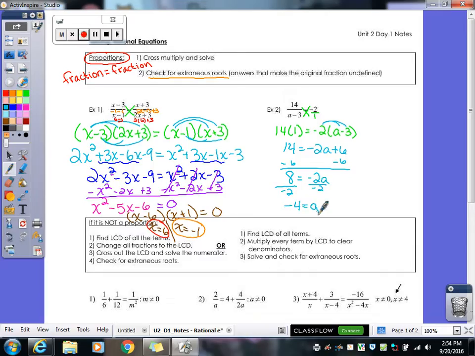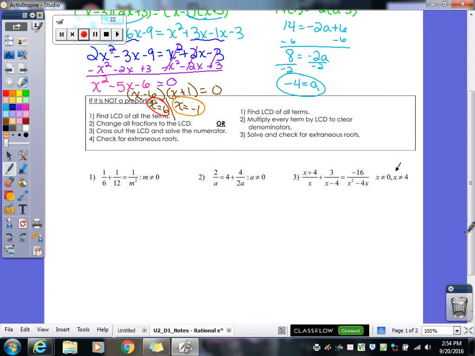If I go back to the beginning, I only had the one fraction. I have a 1 over here on the right side, which I don't need to test to see if negative 4 makes that undefined. It's not going to. I just need to check over here in the first fraction, and that's going to give me a negative 7, so that works. So a equals negative 4 is our answer for that one. So again, fraction equaling a fraction, cross multiply. I feel like you guys already knew that.